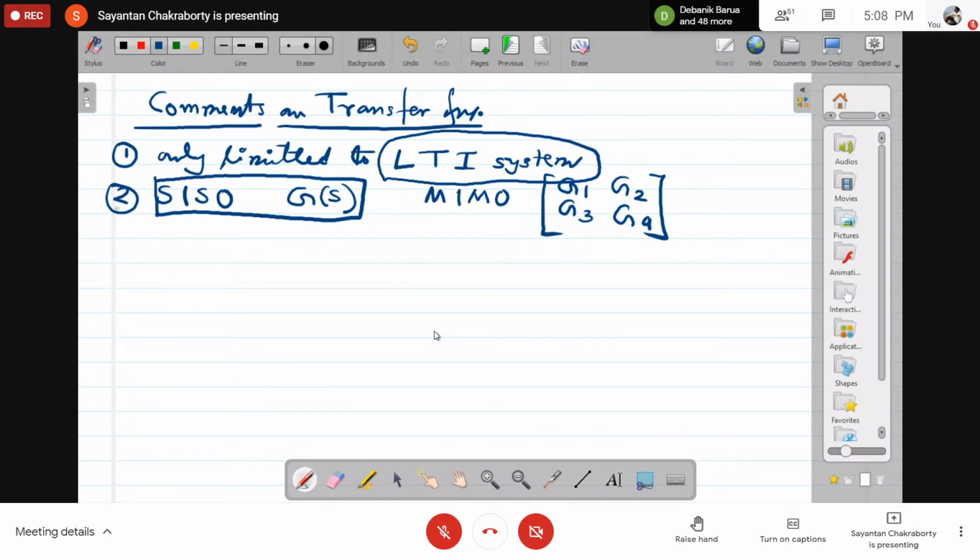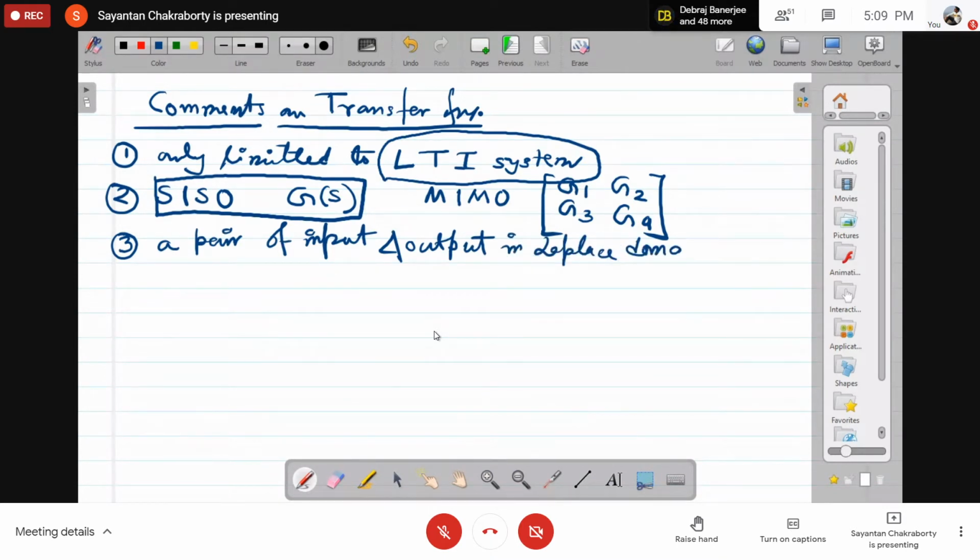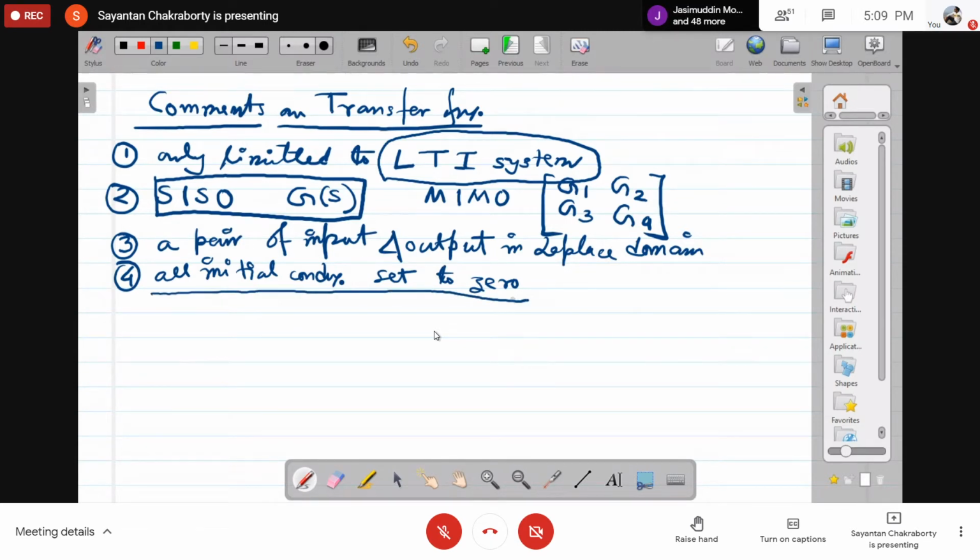So the transfer function is obviously defined between a pair of input and output in Laplace domain. Okay, that is, it is defined as a ratio of output to the input in Laplace domain with all initial conditions set to 0. Now the next question that arises, if you have some non-zero finite initial condition, then what to do? Then the concept of transfer function will not be valid.